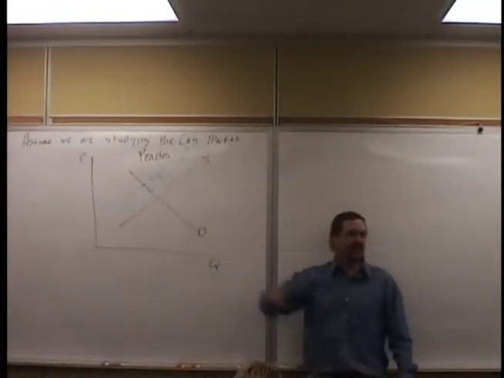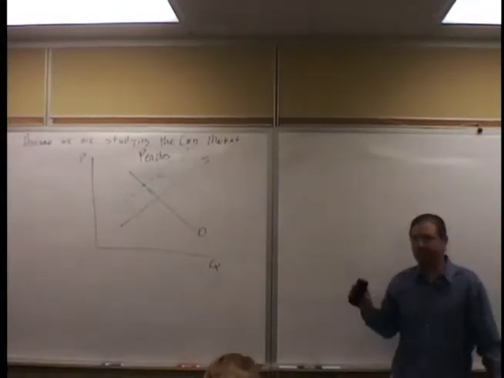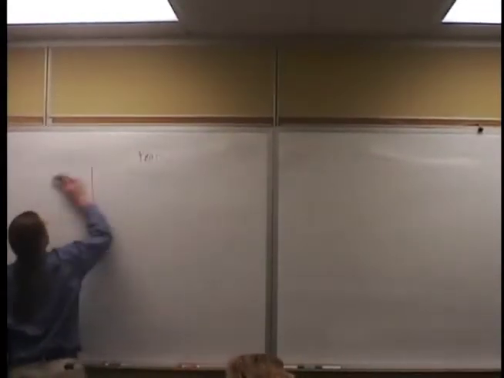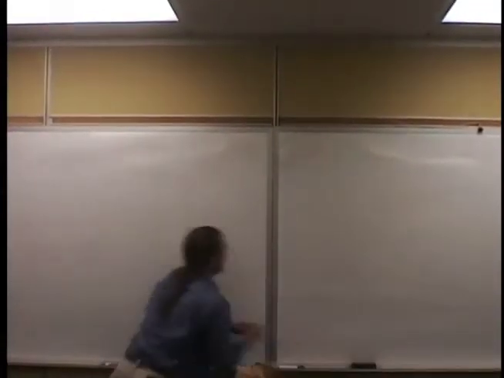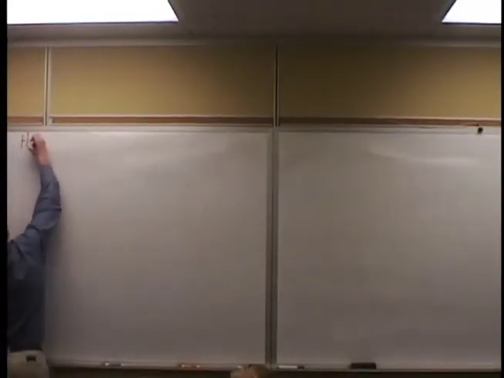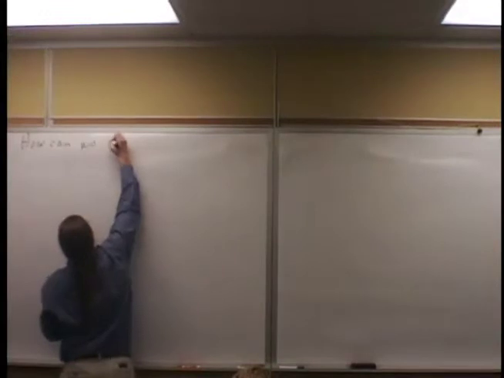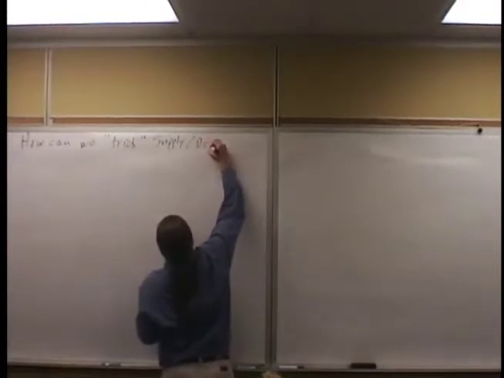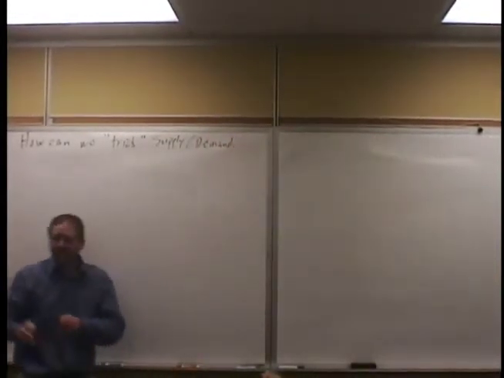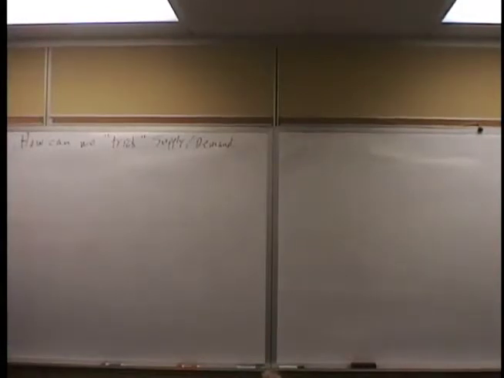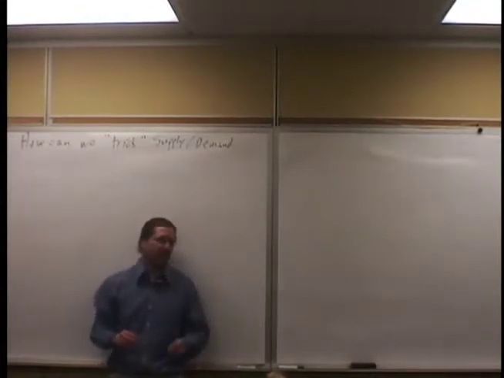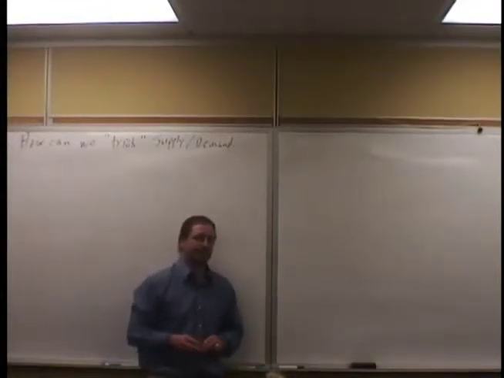So, how do we stop this from happening? How can we trick supply and demand? So imagine, if you will, it's the 1940s, and you live in New York City. New York City, if you guys don't know, is an island, right? So that means there's a very, very, very finite amount of space.